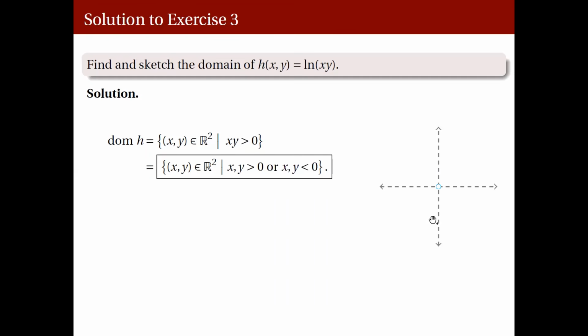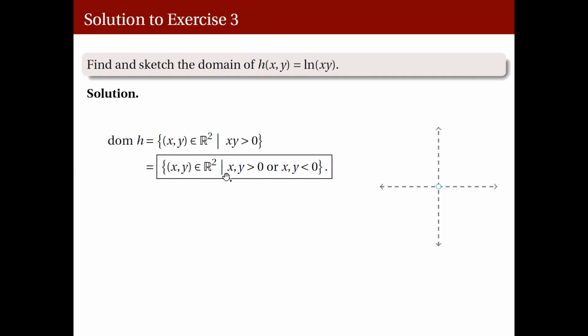We include the coordinate axes in the sketch, but they are dashed. Okay? Again, that's the case since we do not allow for equality. So x and y cannot be 0. Or rather, x or y cannot be 0. Okay?